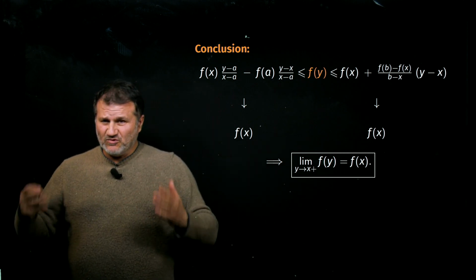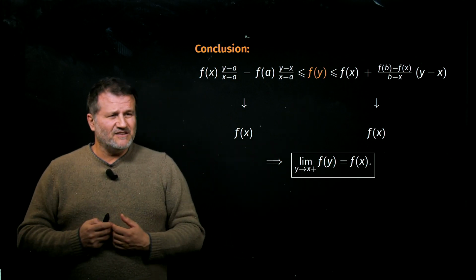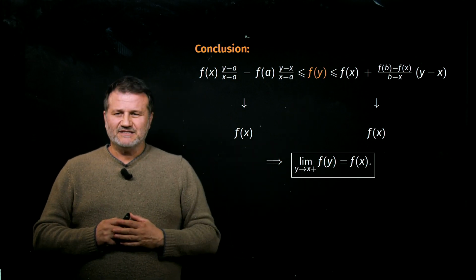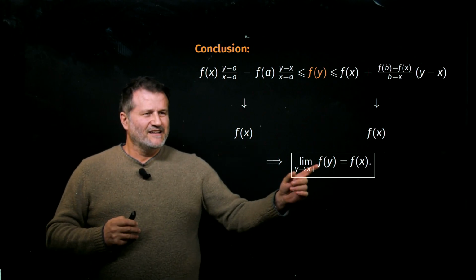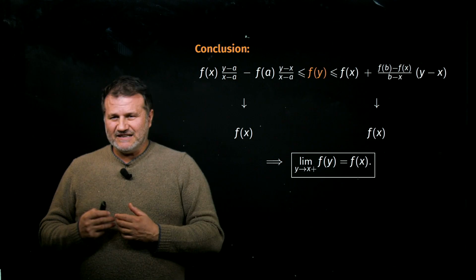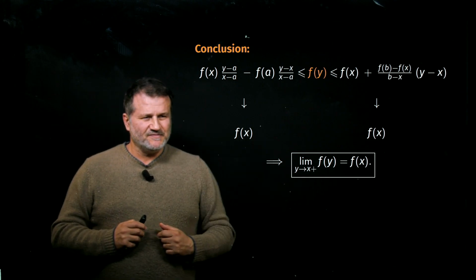Then we can apply the squeeze theorem to conclude that also f(y), which is in the middle of the two, will go to f(x). This means that we proved that the right limit at x of f is f(x). So f is continuous from the right at point x.